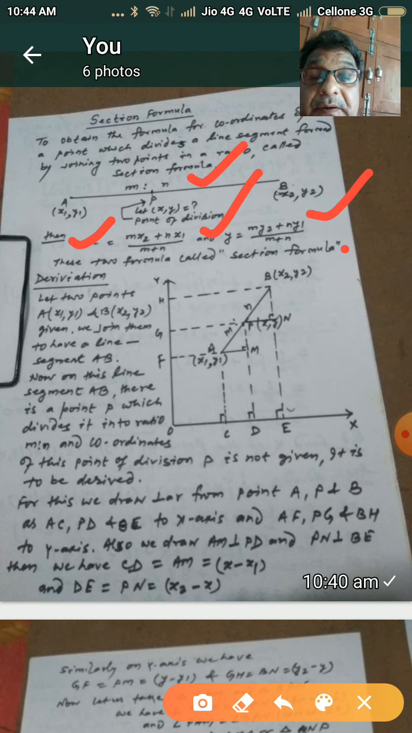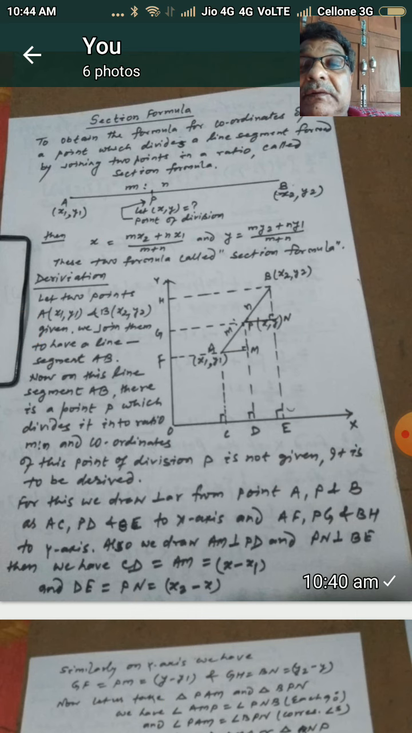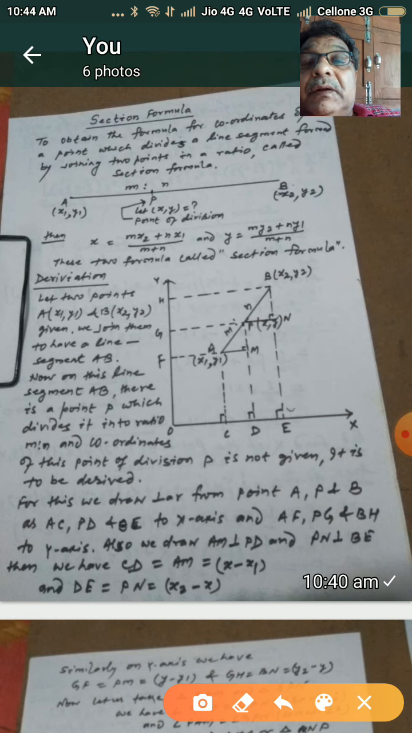To find the x coordinate of the point of division P, the formula is x equals (m x2 plus n x1) by (m plus n), whereas for finding the y coordinate of P, the formula is y equals (m y2 plus n y1) by (m plus n). No doubt these two formulas are called the section formula.